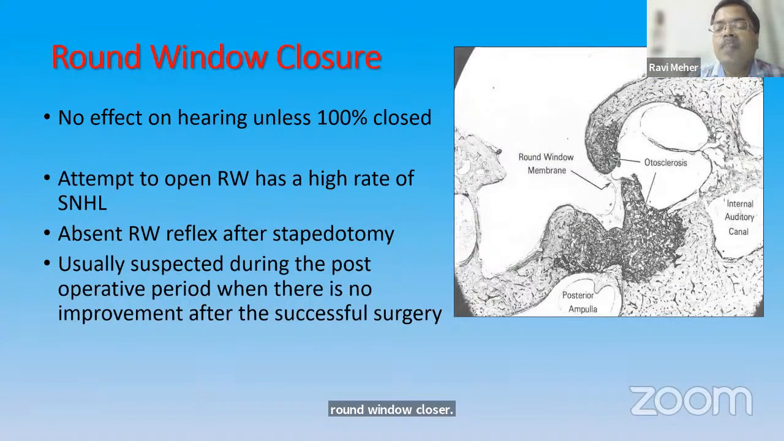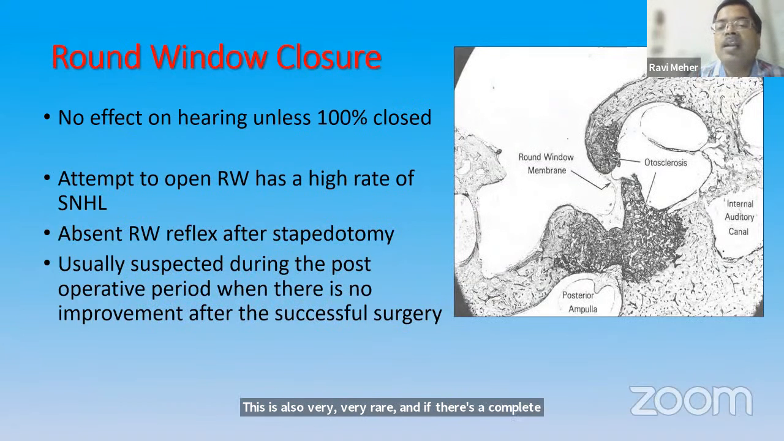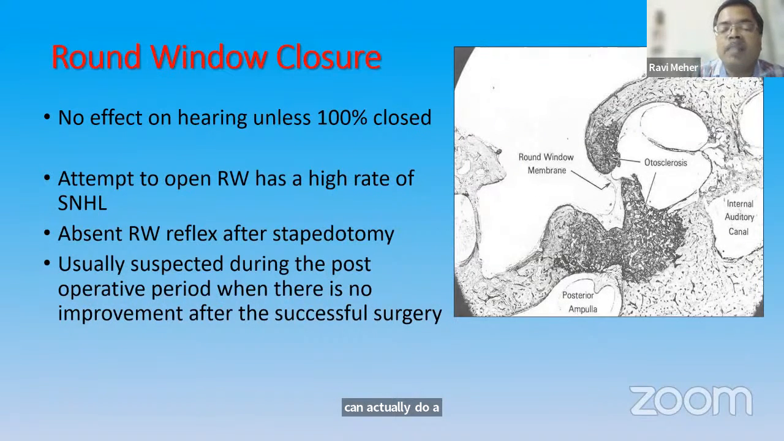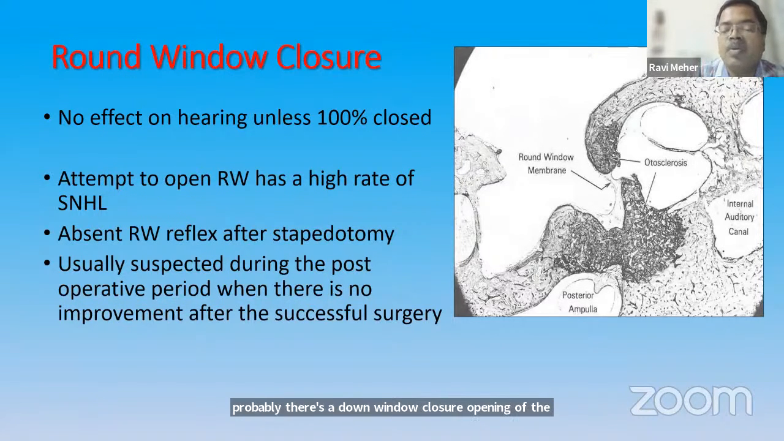And if there is a complete obliteration of the round window by otosclerotic foci, the patient can have persistence of conductive hearing loss even after the surgery. And intraoperatively, how can you look at it? You can actually do a round window reflex, and that will be absent after a successful stapedotomy. So at that point of time, you should suspect that probably there's a round window closure. Opening of the round window by drilling is not advisable because it has been seen that it causes a lot of sensorineural hearing loss, right?